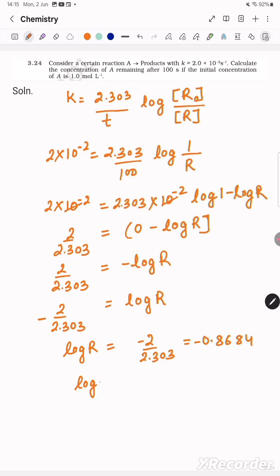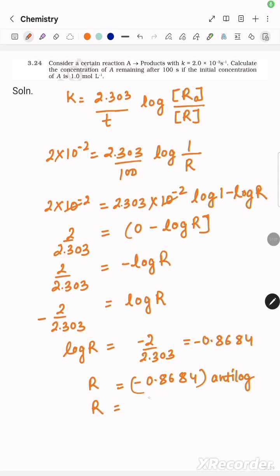So log R becomes equal to anti-log, so R is equal to anti-log of minus 0.8684. Now we calculate the anti-log of minus 0.8684.